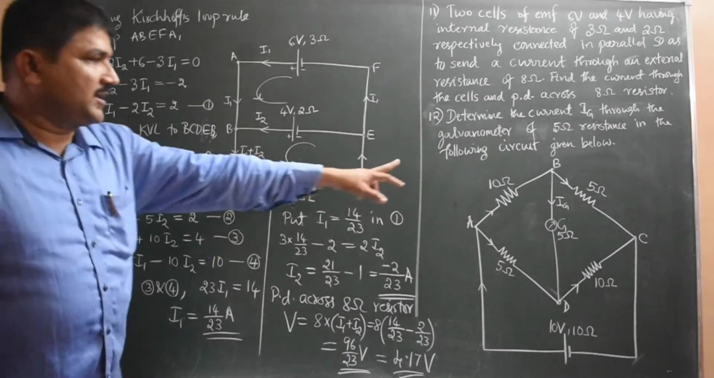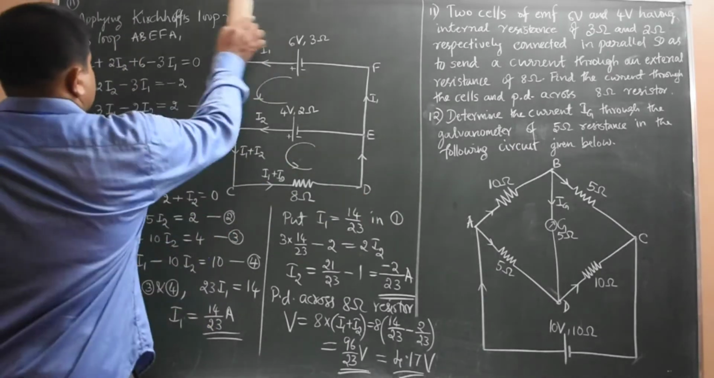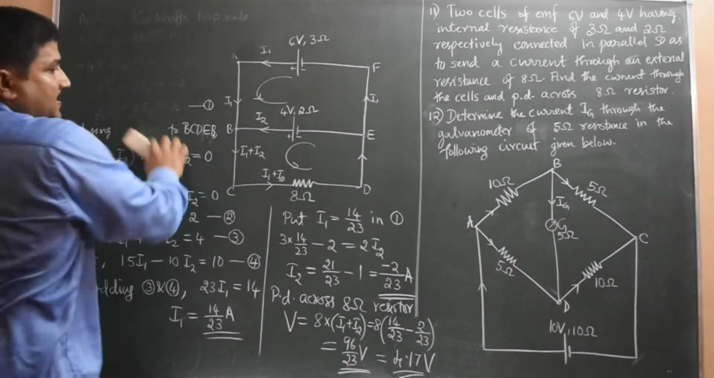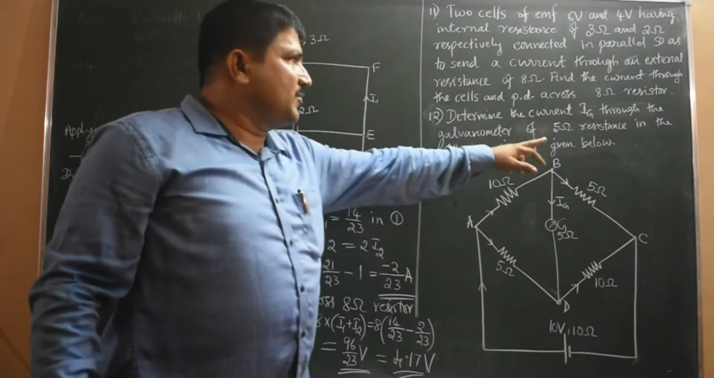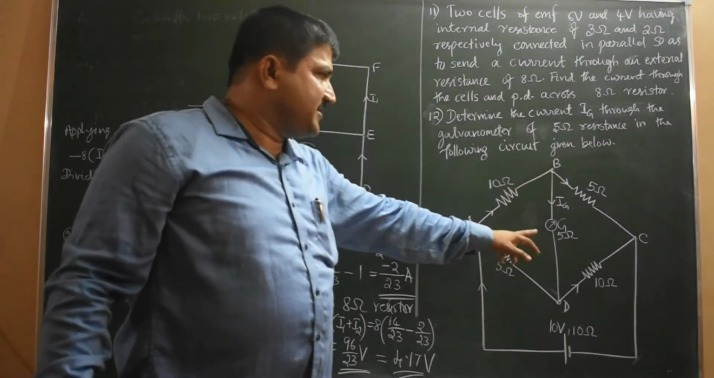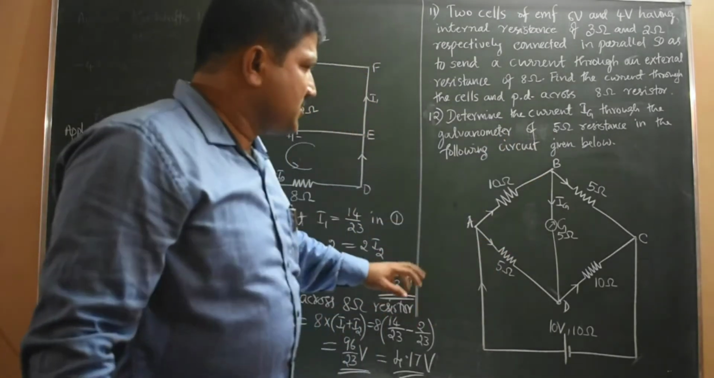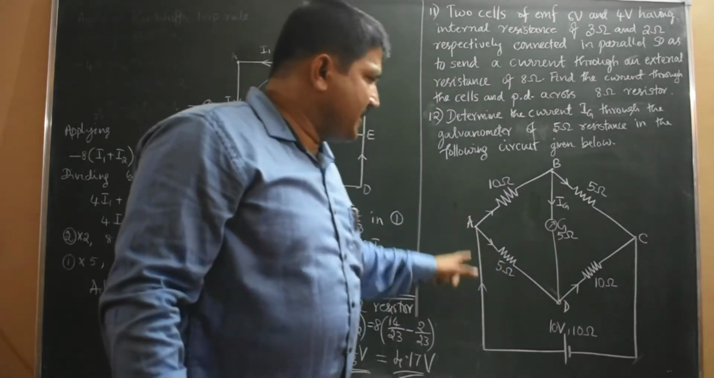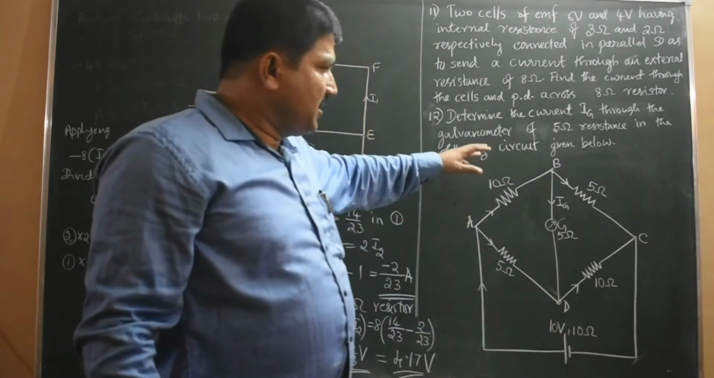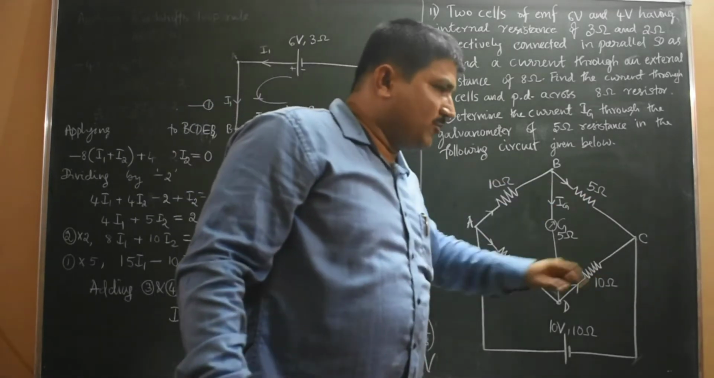Now I have another problem here, that is a Wheatstone's network. Observe carefully. The question is to determine the current Ig through the galvanometer of 5 ohm resistance in the following circuit. Here there is a galvanometer of 5 ohm. This is the galvanometer branch BD, and AC is the battery arm. Here there are 10 ohm and 5 ohm resistances, and here 5 ohm and 10 ohm resistances.